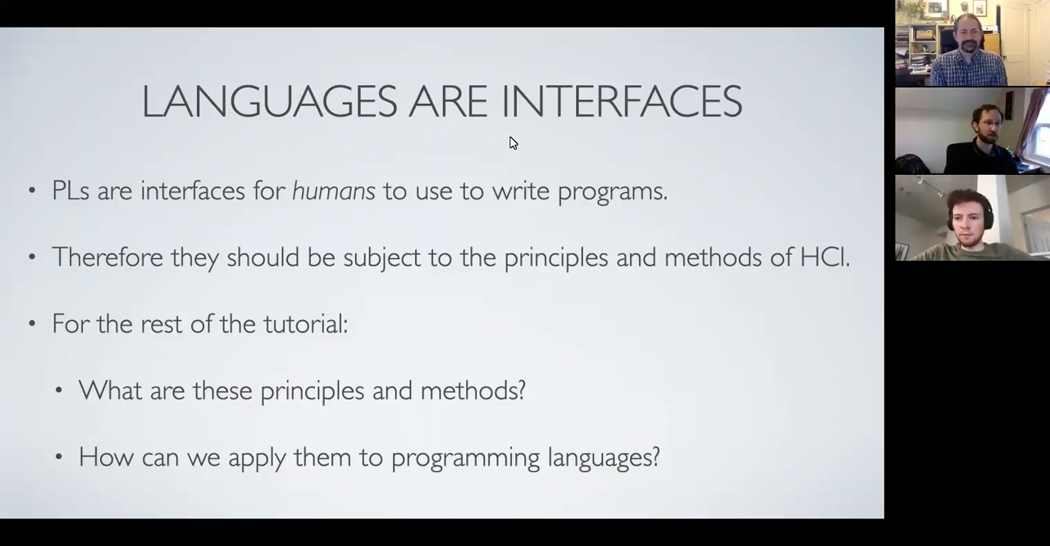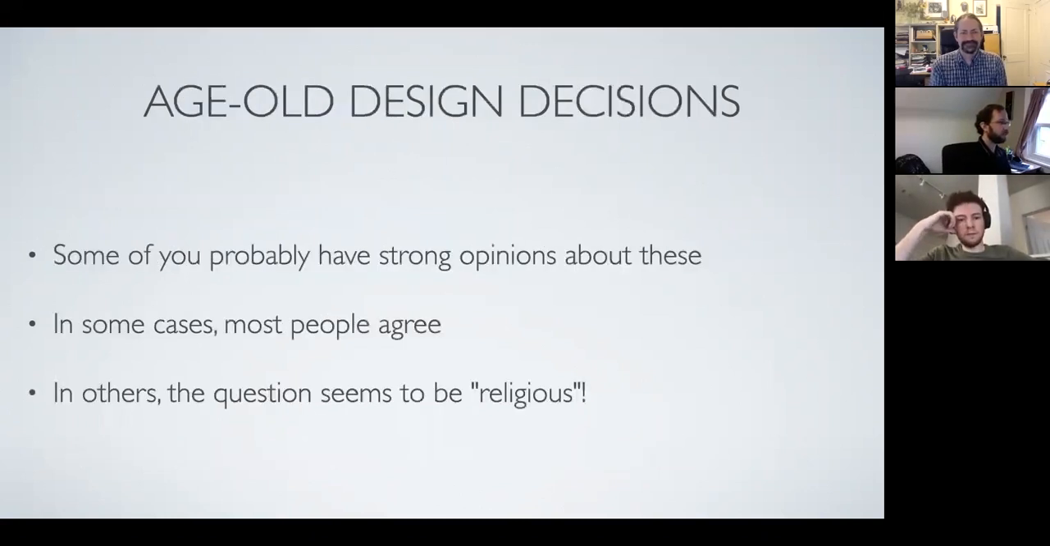So I want to start with some age-old design questions, just to motivate our discussion here. Some of you probably have strong opinions about these. In some cases, probably everybody in the room will agree. In other cases, we'll probably have some strong agreement and strong disagreement. The point is not to start a religious war. The point is to observe that there are these open questions, and maybe human-centered methods could try to address some of these, or could have been used to address some of these before they made it out into the world.